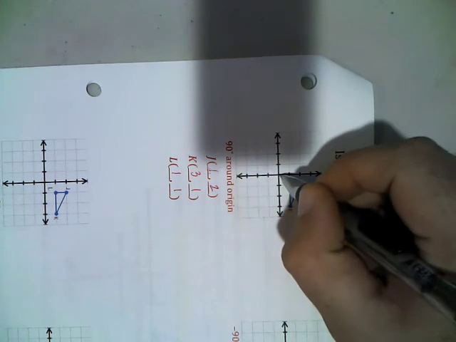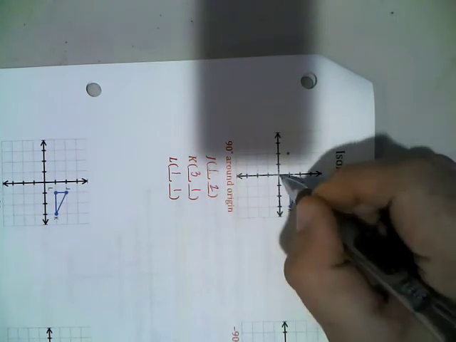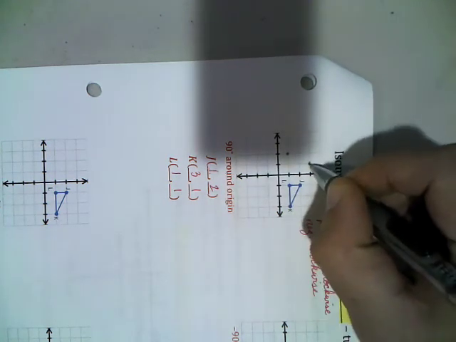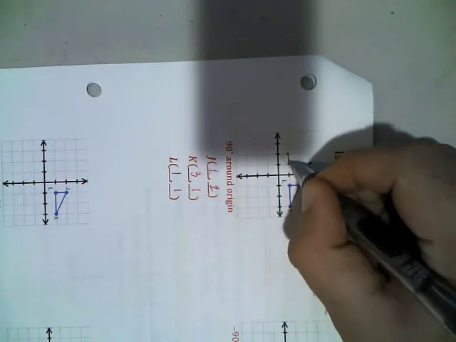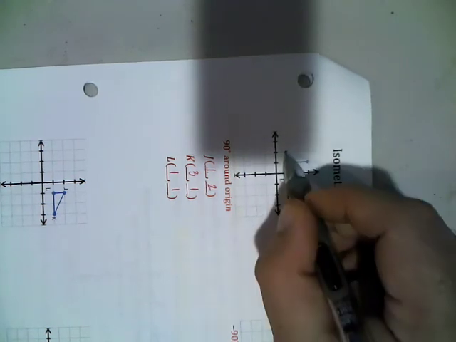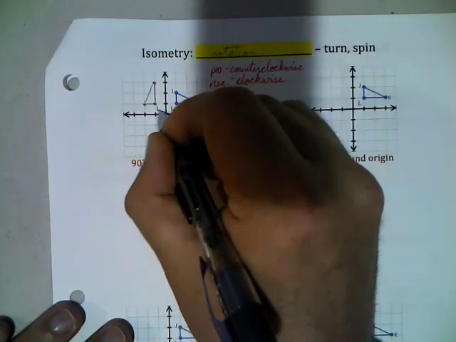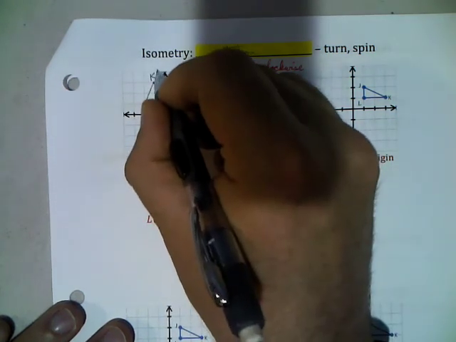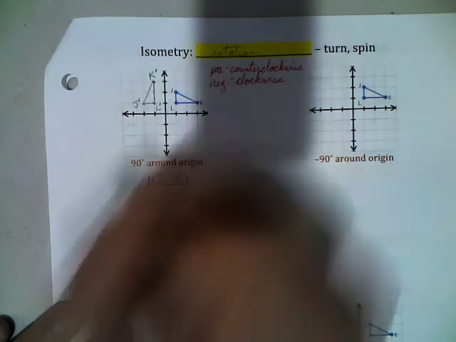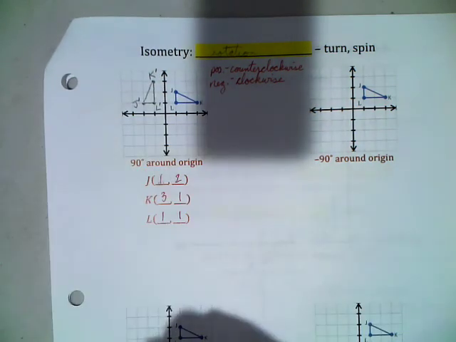So J, I'm going to plot at my new (1, 2). I'm going to plot K at my new (3, 1). And then I'm going to plot L at my new (1, 1). And then we can connect the dots. Now if I return this to normal and put my labels in, obviously the right angle is my L prime. K was that real sharp point, so this must be my K prime. And odd man out, this must be my J prime. Does it look like we've taken this and rotated around? Yes, it does.